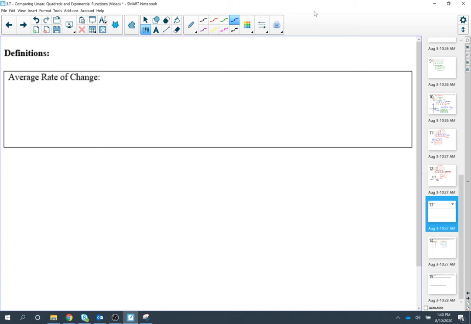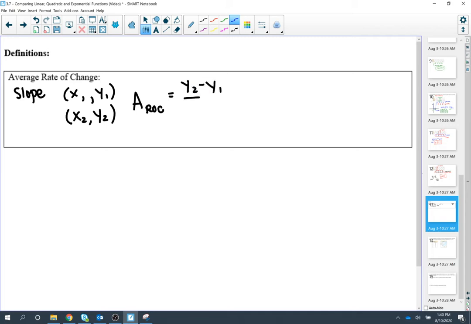Okay, everyone, last but not least, we're going to take a look at this idea of average rate of change. Another word for average rate of change is slope. Specifically, we're looking at the slope or the average rate of change between 2 points. Our first point we're going to call x1, y1, and our second point we're going to call x2, y2. Now, in order to find average rate of change, which we abbreviate AROC, we're going to take y2 minus y1 over x2 minus x1.